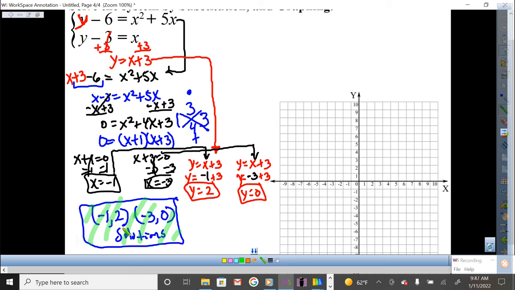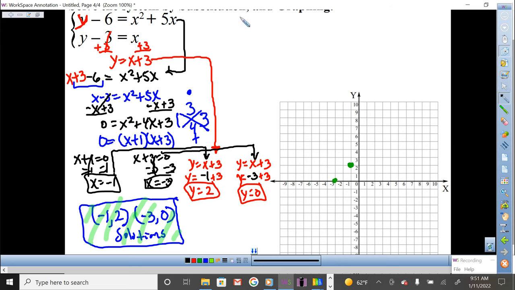Solutions, what does that mean? Tell your neighbor what this means. Yeah, the two points where they intersect. So I'm going to plot those. Negative 1, 2, and negative 3, 0. Now that we're done solving it with substitution, let's solve it by graphing.